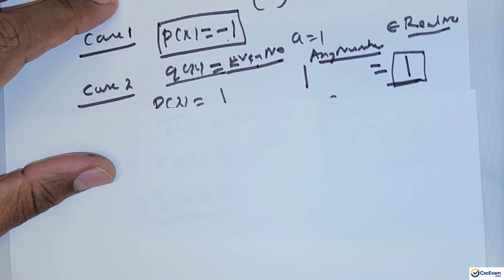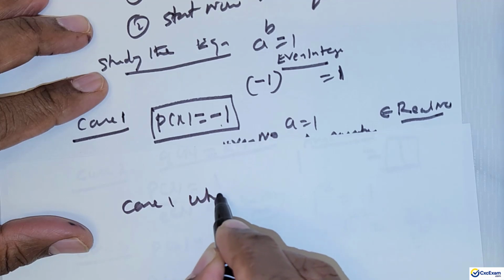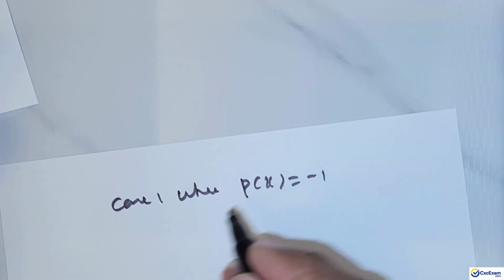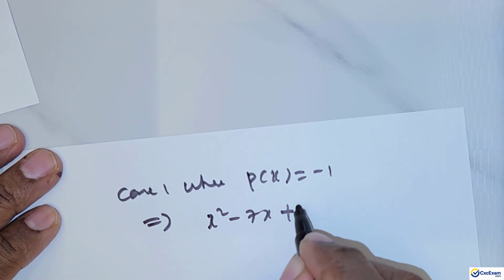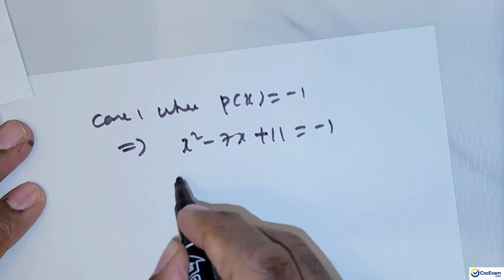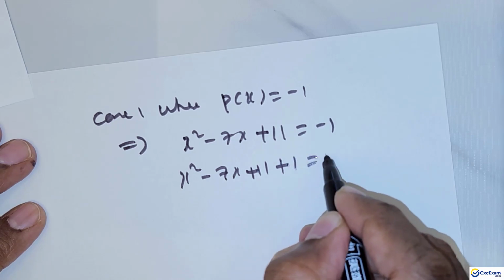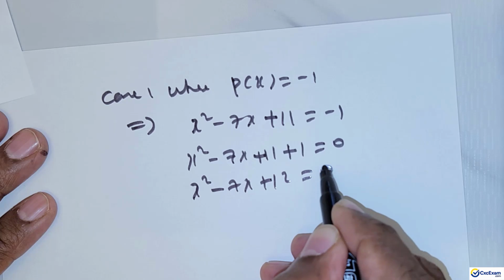So with that point, let me go to case number 1, where p of x is equal to -1. This would mean my base x squared minus 7x plus 11 is equal to -1, which means x squared minus 7x plus 11 plus 1 is equal to 0, which means x squared minus 7x plus 12 is equal to 0.